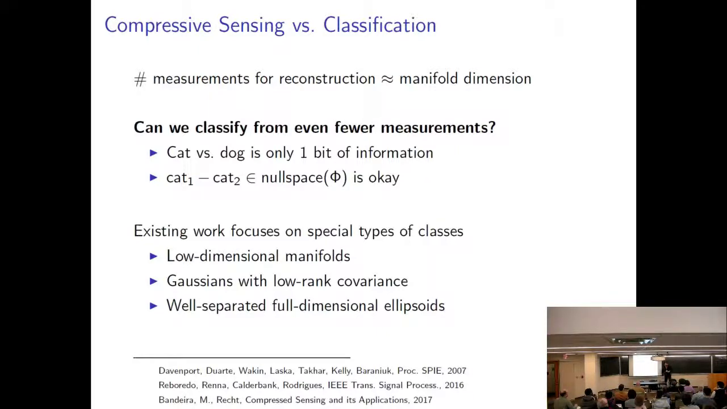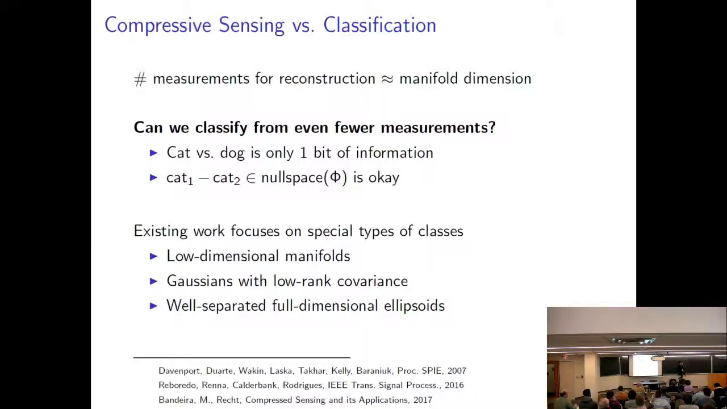We can get away with fewer measurements intuitively because we're okay with confusing cats. It's okay if cat 1 and cat 2 look the same from our sensor's point of view. What we don't want to do is confuse a cat and a dog. Okay? So it used to be we wanted to make sure that sufficiently sparse vectors avoid our null space. Now we want to ensure that differences between cats and dogs avoid our null space. Okay? It's kind of a different problem.